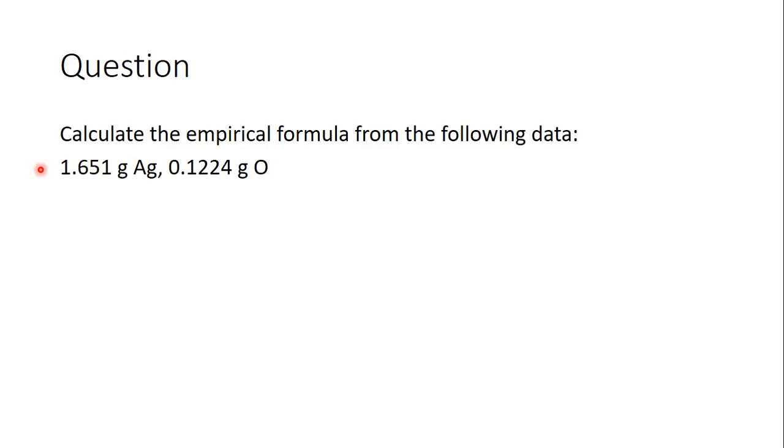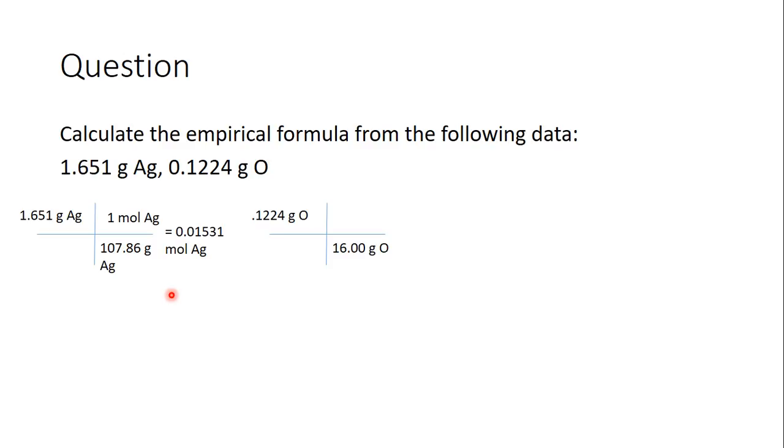All right, let's take a look at how to do this. This is going to be dimensional analysis again. We have 1.651 grams of silver. Looking at the periodic table, we see that for every 107.86 grams of silver, we have 1 mole of silver. Grams of silver cancel out, and we're left with moles of silver. Doing the math, we get 0.01531 moles of silver.